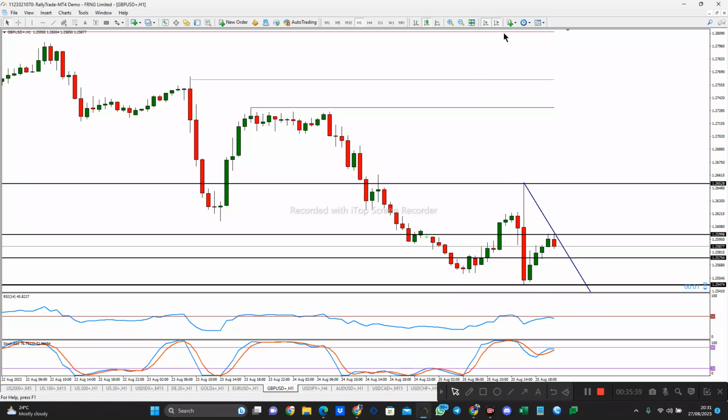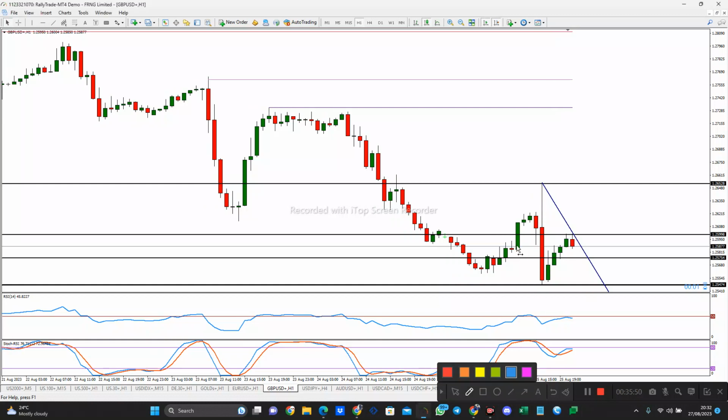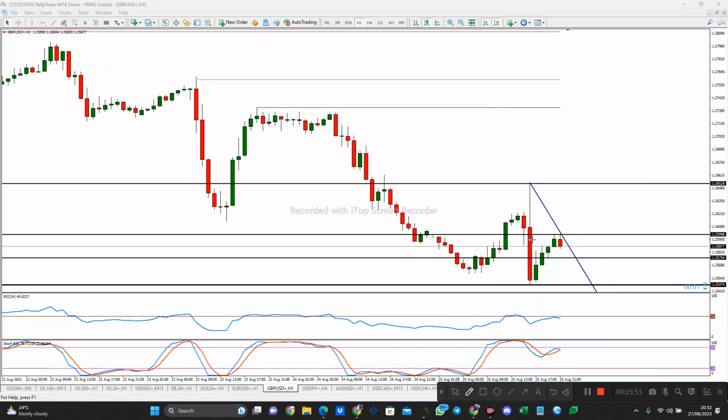Now let me draw my moving average. My moving average has to be above the current candle, above the current market price, not below it, for me to say that this trend is still a downtrend. Okay, so let me add my moving average. You can see that it is above it.